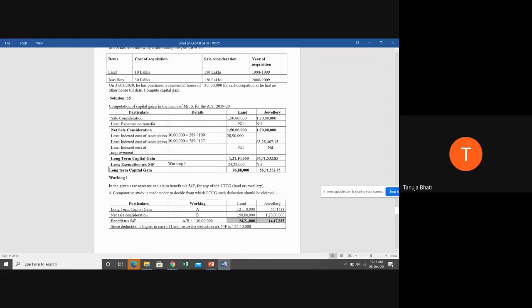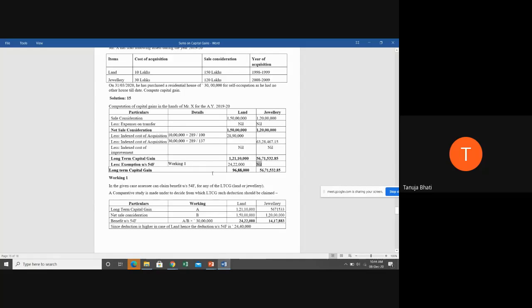Now among these two, under which he is getting maximum benefit? He is getting maximum deduction in case of land. Therefore, he will opt for deduction under land. Hence, the deduction under section 54F is 24,22,000. For jewelry, he will not claim because under section 54F, you can claim only for one particular transfer, and it is in the option of the SSE. Wherever he is getting maximum benefit, he will claim in that particular transfer. So for jewelry, he is not going to claim.